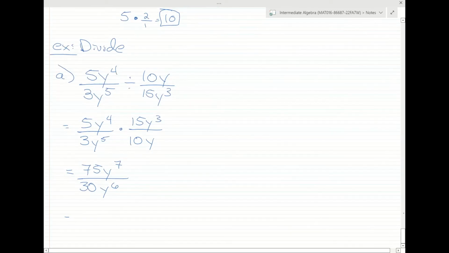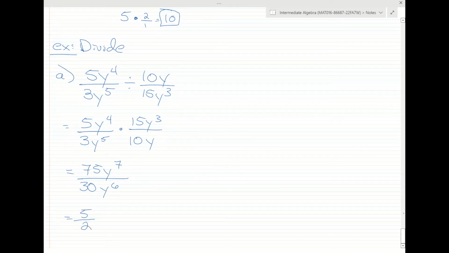And then simplifying this further, 75 over 30, we could take a 5 out of the top and the bottom. Actually, we could take a 15 out of the top and bottom. And the top would just turn into 5 over 2. And 7 minus 6 is y to the 1st. Remember, whenever you do that division, whatever answer you get goes on top. And then if it's a negative power, you would put that on the bottom.